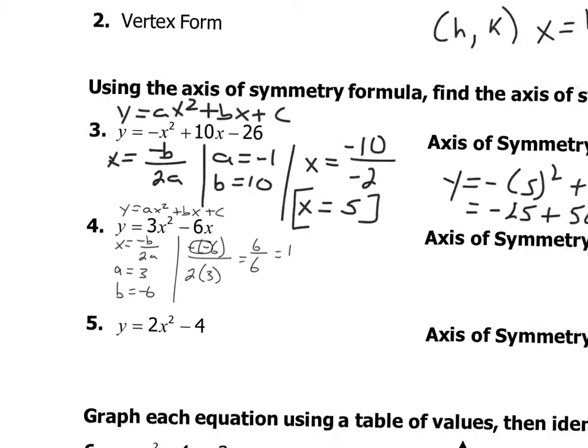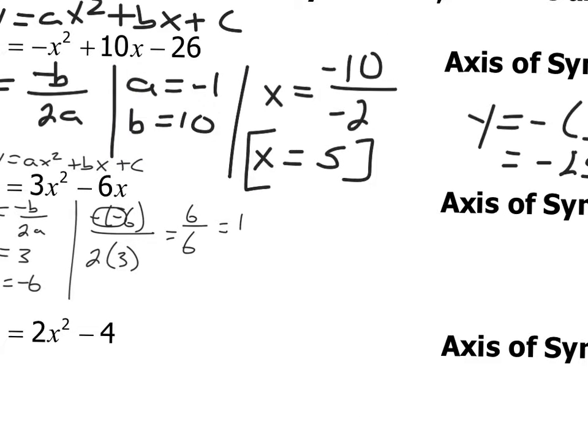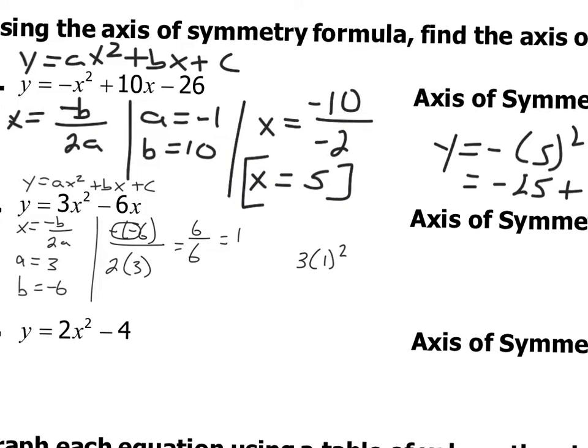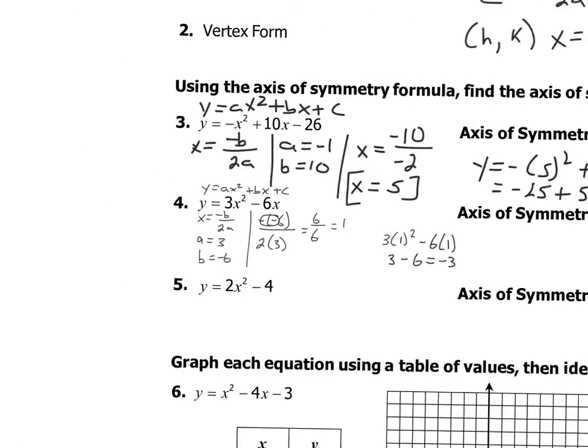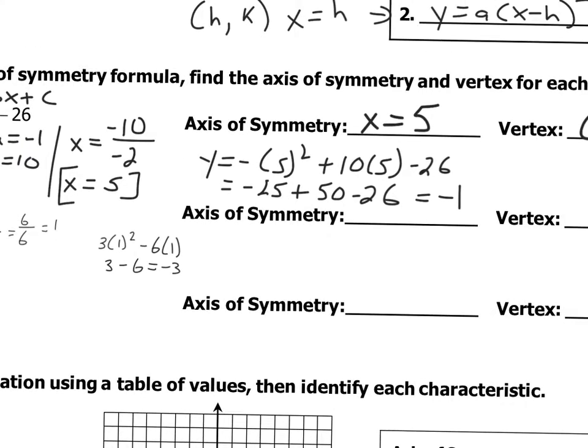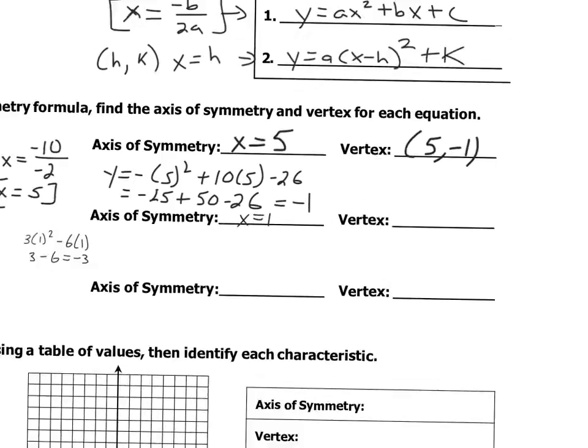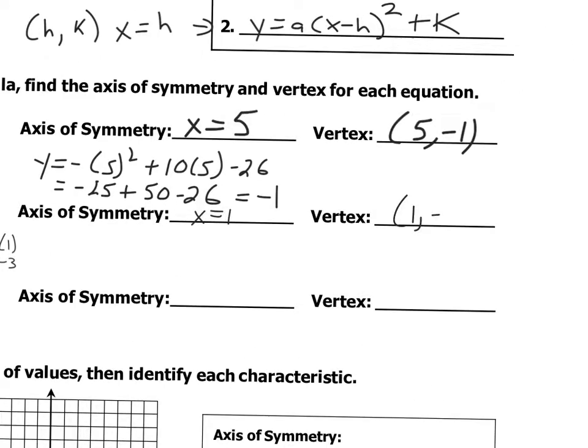And remember, to find your vertex, all you would need to do is plug in your axis of symmetry, or plug in your x value. So this would be 3 times 1 squared minus 6 times 1. Well, 1 squared is 1. 3 times 1 is 3. So this would just be 3 minus 6, which is negative 3. So for number 4, what's your axis of symmetry? Your axis of symmetry is going to be x equals 1. What's your vertex? Your vertex is going to be 1, comma, negative 3.